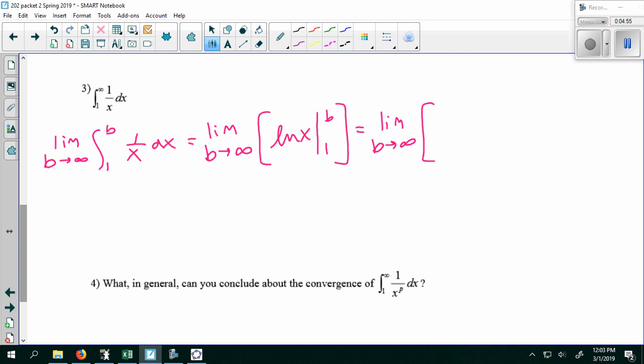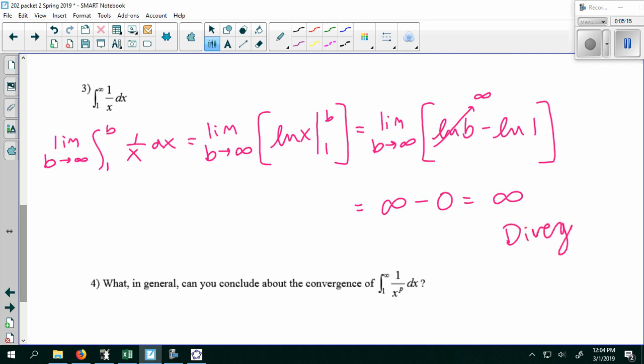When I plug in b, I get ln b. Then I plug in the 1. So as b goes to infinity, so does ln b. And the ln of 1 is 0. So this looks like this is going to be infinity minus 0, which is infinity. So this also diverges.